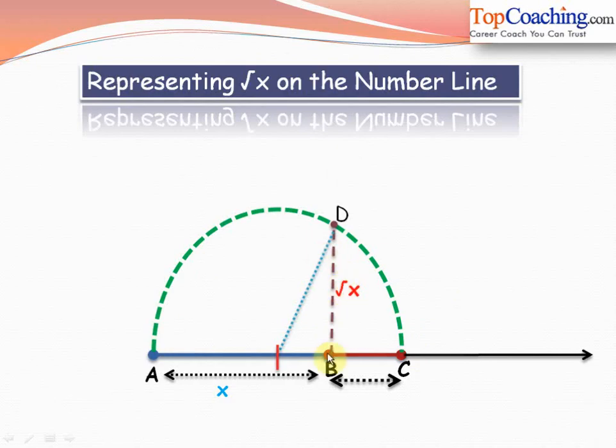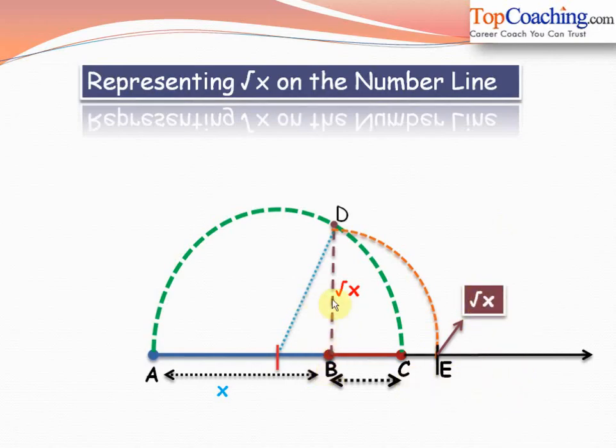Now taking B as the center and BD as the radius, we draw an arc, and let us say that this arc intersects this axis at the point E. Now if we say that this point B represents the 0 of the number line, then this segment BE is equal to root x, and so this point would represent root x on the number line.